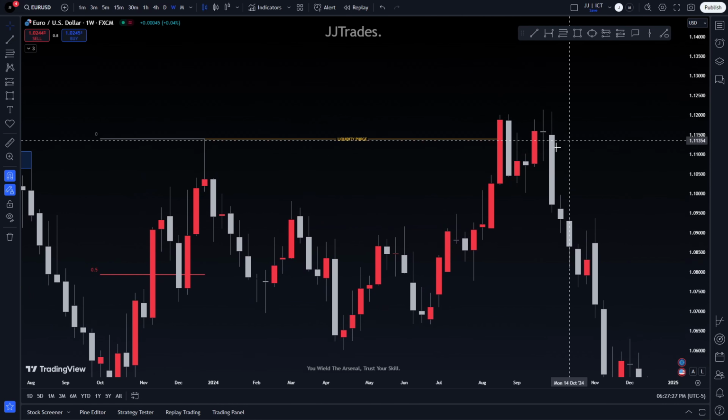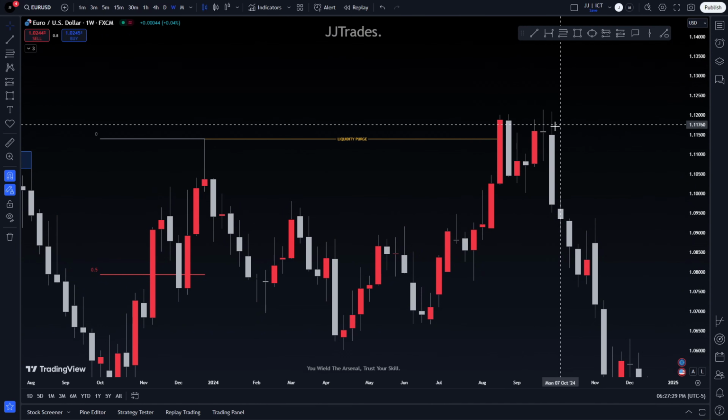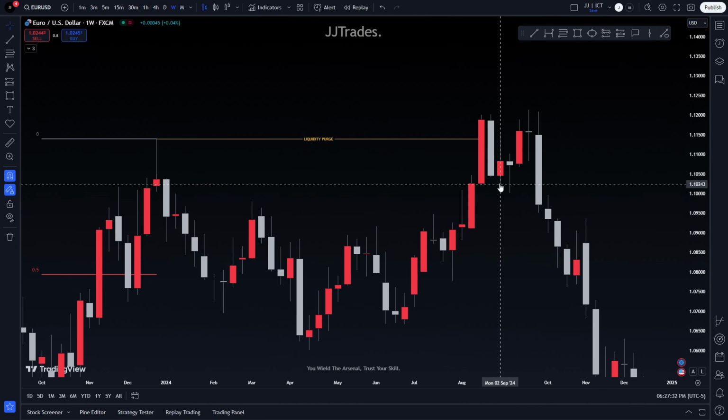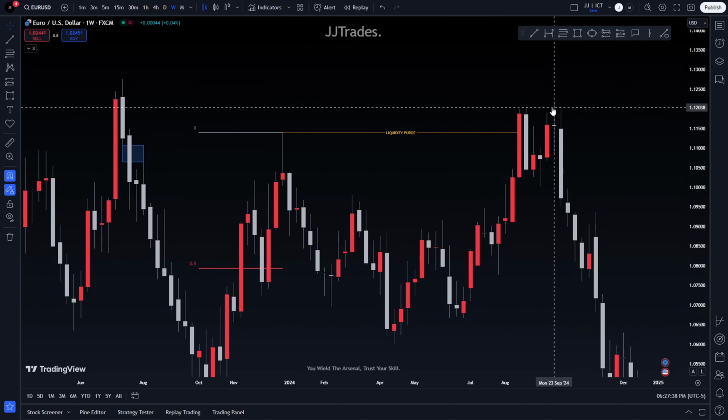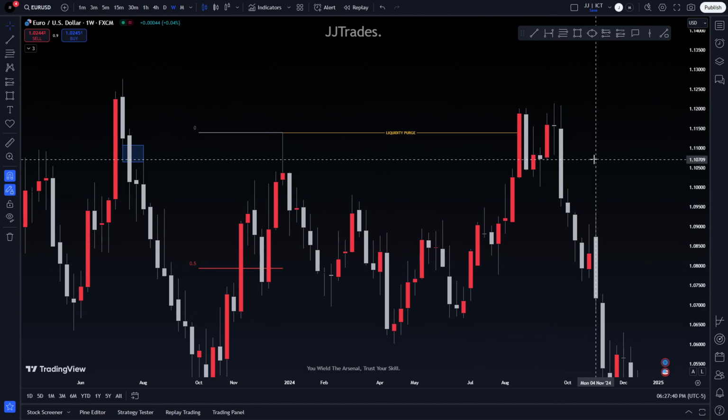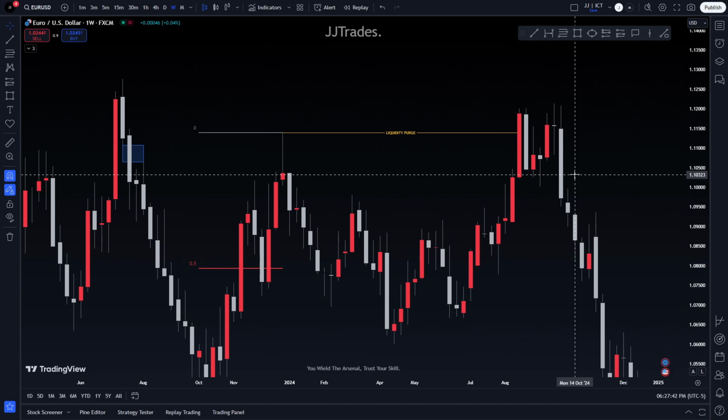Do we have any eagerness to go higher? Do we have any willingness to go higher past this high? Nope, we do not, because we can see it came up, came down, tried to come up again, straight back in. Nope. But you're probably like, oh, this is all in hindsight.